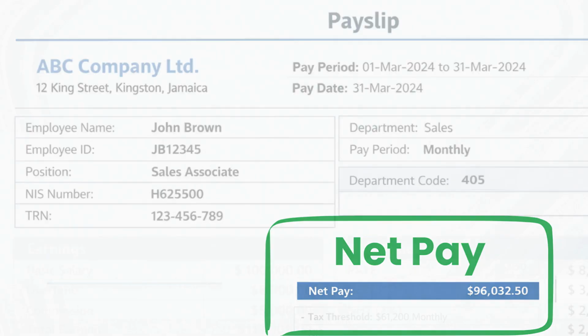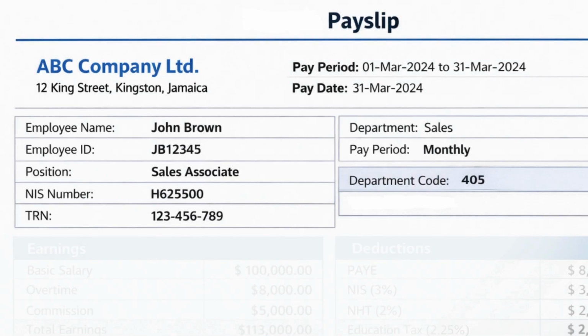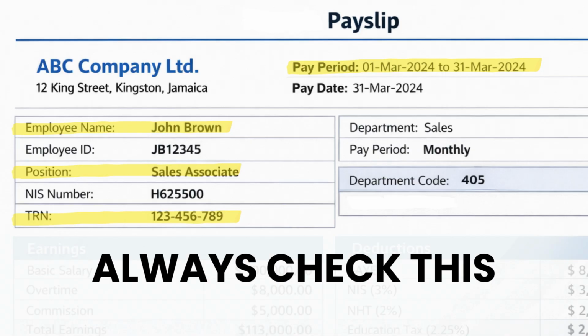First section: employee details. At the top of your payslip, you see your name, tax registration number TRN, job title, and the pay period. Always check this section. If the pay period is wrong, your pay could be wrong.